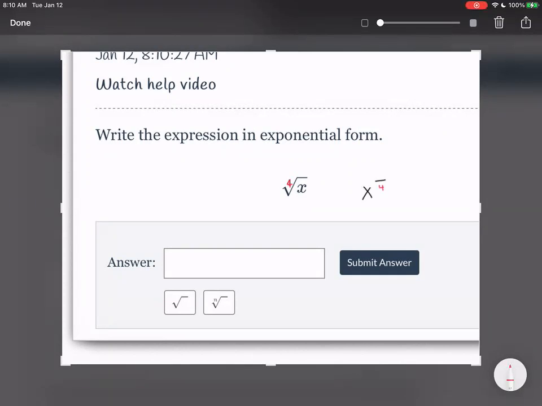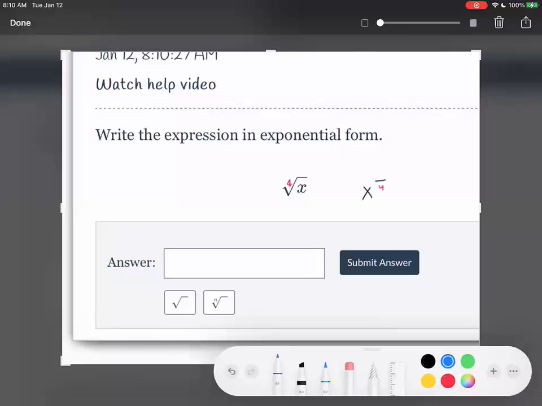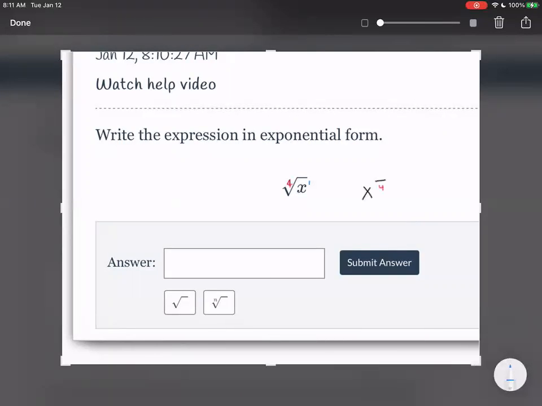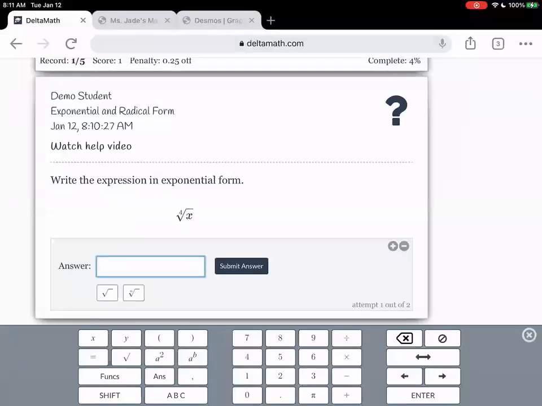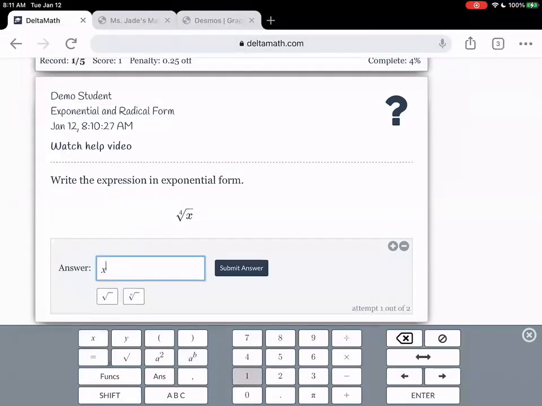And then whatever number x is raised to the power of, that should be the number on top. In this case, you don't see an exponent for x. But whenever you don't see an exponent for x, that means the exponent is a 1. So it's x to the power of 1/4. Are there any questions on this one? Please let me know in the chat. I'll pause the video. Let's go ahead and type this in: x to the power of 1/4.